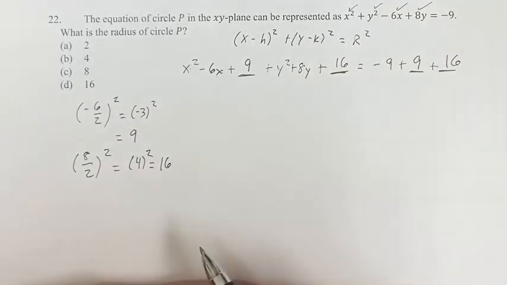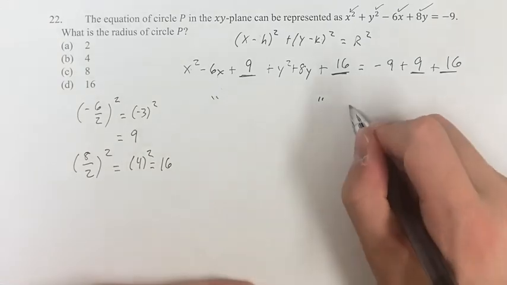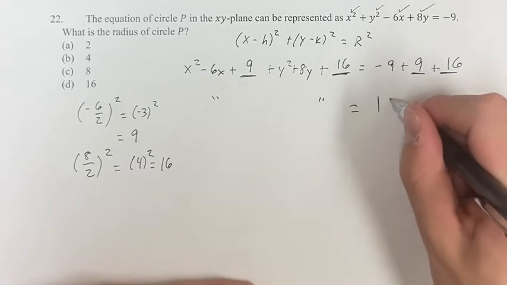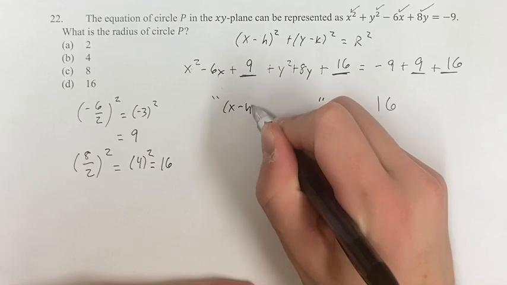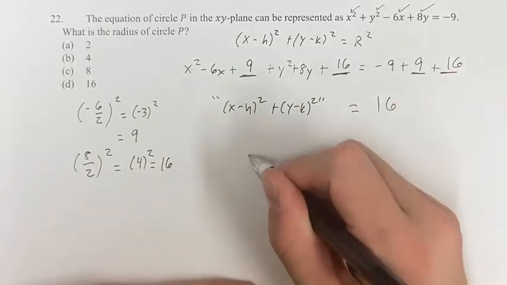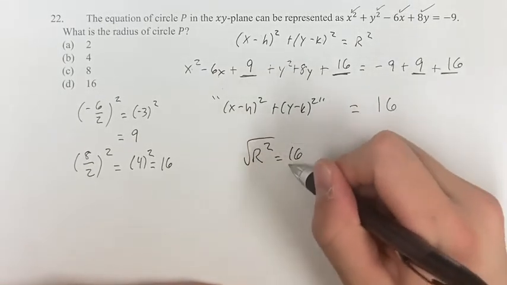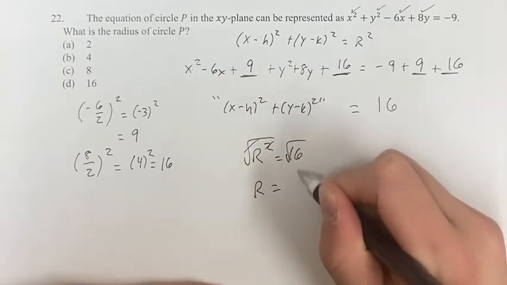But we don't even have to worry about that side. So I'm just going to say, okay, keep this side the same. Don't even simplify it. What is this equal to? Well, negative 9 plus 9 is 0. Plus 16 is just 16. So in the form where this is going to be (x minus h) squared plus (y minus k) squared is equal to r squared, r squared is 16. So if we take the square root of both sides, then you get r is equal to 4.